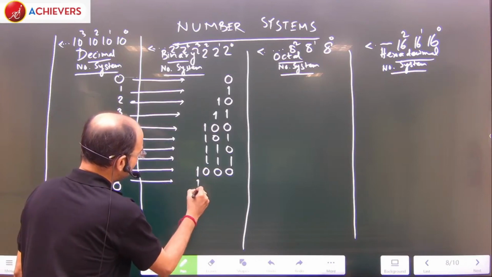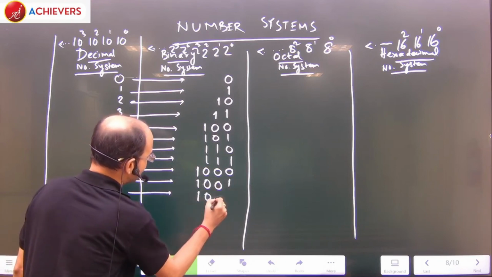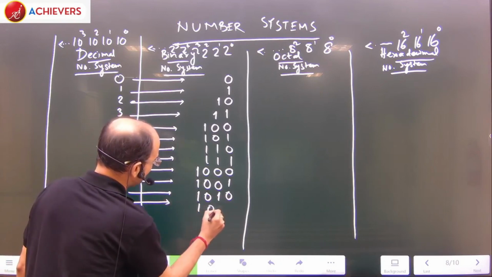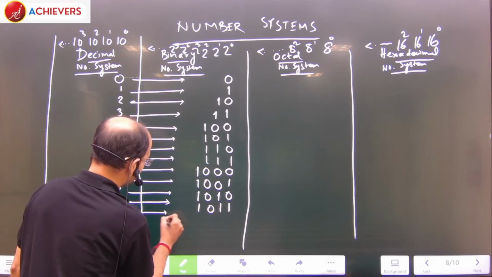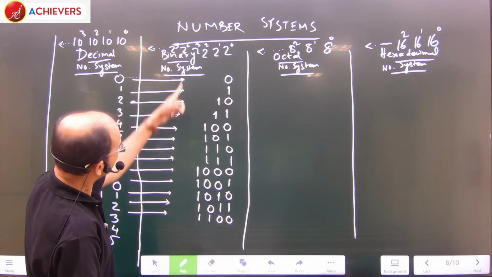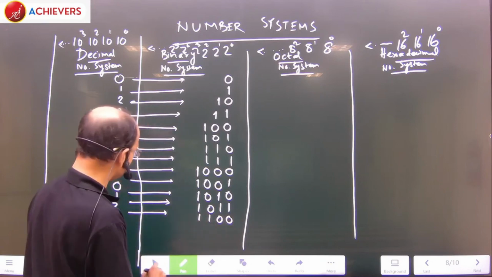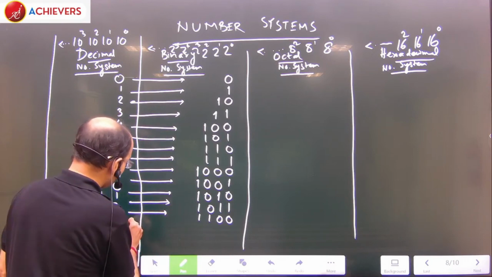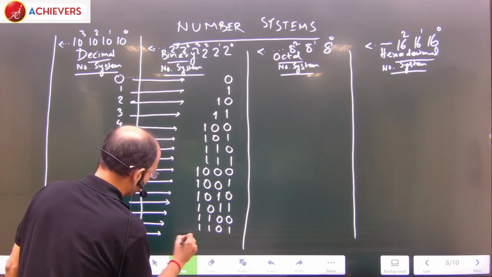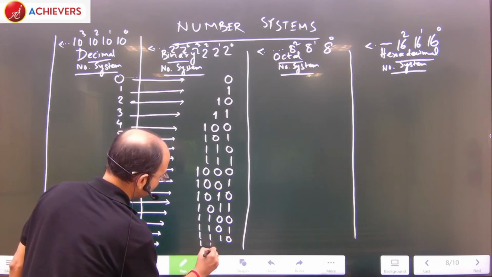So similarly, 9 will be 1, 0, 0, 1. 10 will be 1, 0, 1, 0. 11 will be 1, 0, 1, 1. 12 will be 1, 1, 0, 0. Because 2 to the power 3 is 8, 2 to the power 2 is 4. So 8 plus 4 is 12. So rest, we don't need any bits. Bit is binary digit. 13 is represented as 1101, 14 as 1110, 15 as 1111.